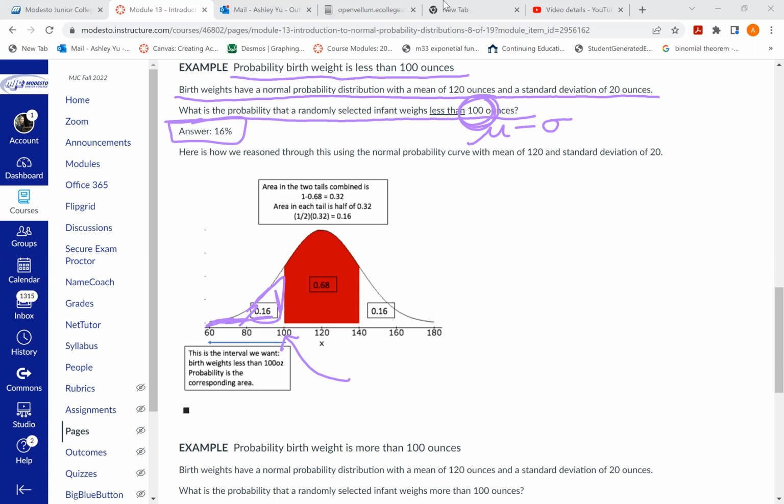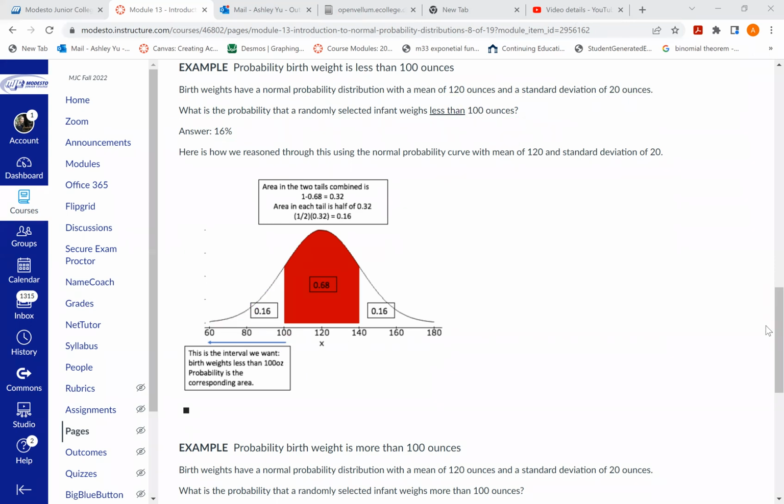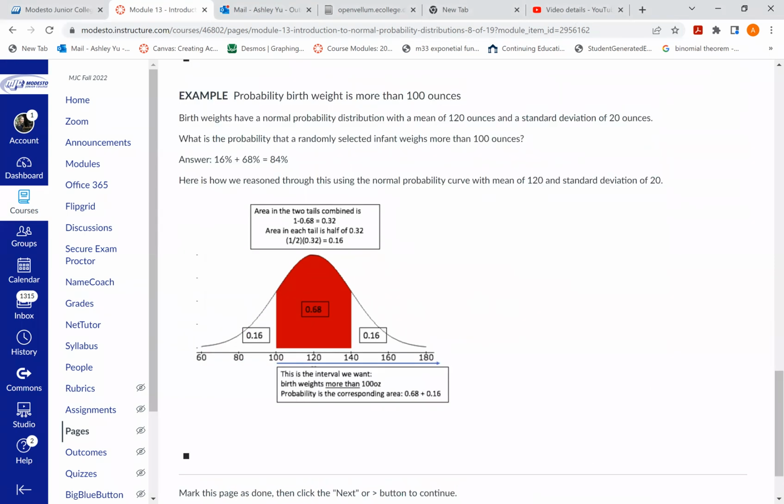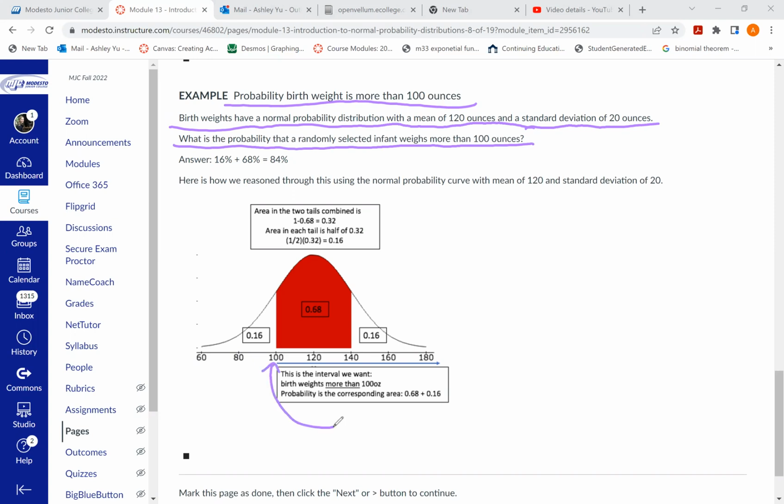Okay, let's move down now to the next example. Now they ask, what's the probability that the birth weight is more than 100 ounces? It's the same example as above: a mean of 120 ounces and a standard deviation of 20 ounces. On this chart, you can see that 100 ounces is here. The probability of a weight more than 100 would be everything larger than 100, which is this area in the middle plus the larger area.